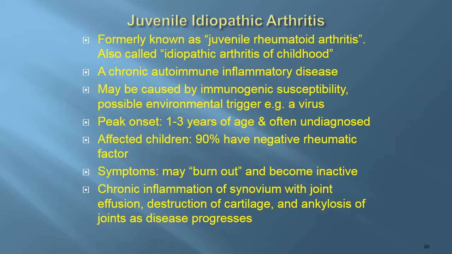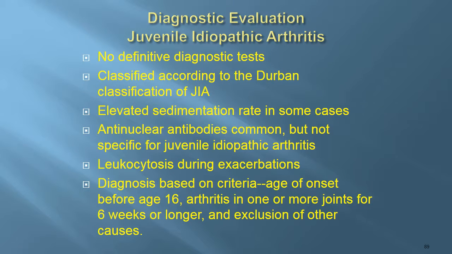For symptoms, they may burn out and become inactive. This disease involves a chronic inflammation of the synovium with joint effusion, destruction of cartilage, and ankylosis of joints as the disease progresses. There are no definitive diagnostic tests for juvenile idiopathic arthritis. It is classified according to the Durban classification of JIA, juvenile idiopathic arthritis.